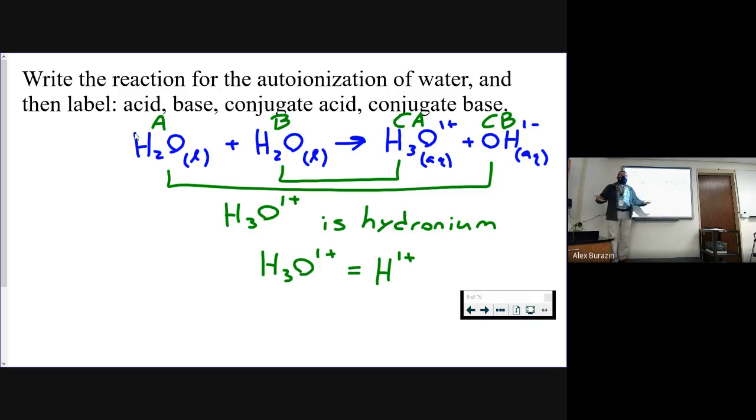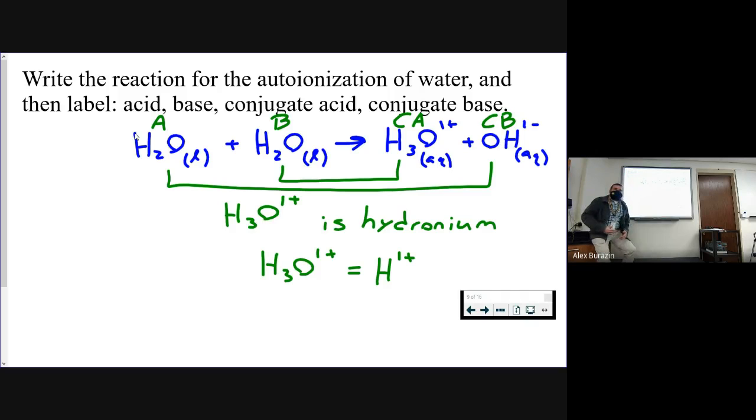When you see H1 plus, you should think hydrogen ion, acid. If you see H3O1 plus, you should be thinking acid. They are the same thing. You should write that down: H3O1 plus equals H1 plus. We will treat them the exact same. No matter which one shows up, we think of them the exact same way. They are acid.